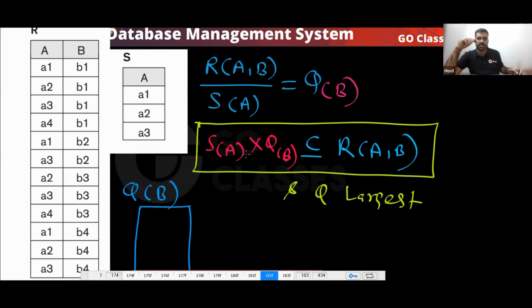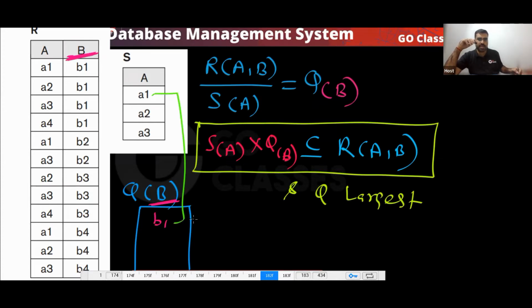So remember, S cross Q. The B will come. Remember, only these attributes will come in the final result. Can I put B1? Tell me, can I put B1 here?